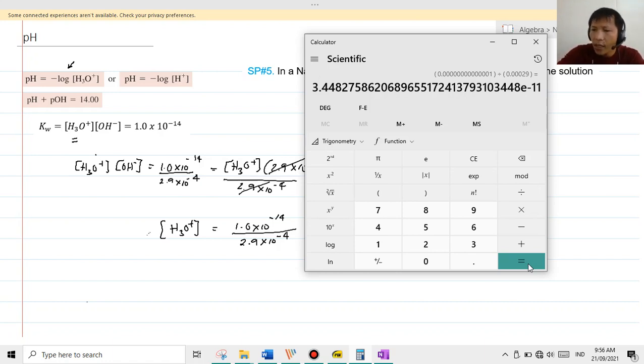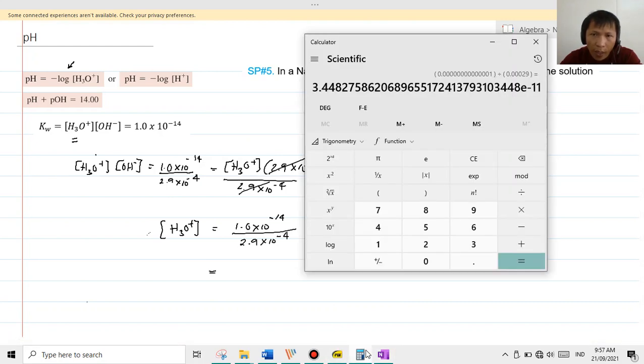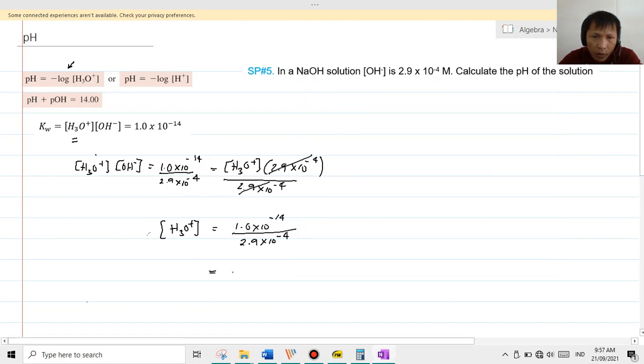So, that is the hydronium ion concentration. We're not done yet. The answer, to be more exact, is 3.448 times 10 to the negative 11 for your H3O.